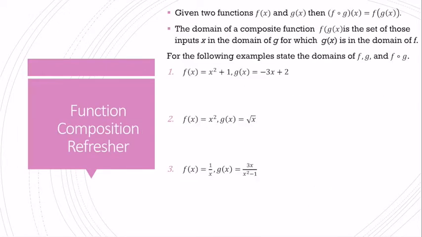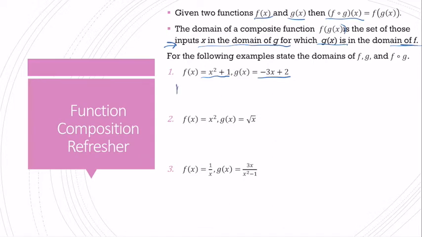What I want us to get really good at is what the domain of our function composition is going to be. So given two functions, f and g, if I compose them, then the domain of my composite function is the set of inputs in the domain of g for which g of x is in the domain of f. So we really depend more on what the domain of g is. So for example, here I have f of x equals x squared plus 1 and g of x equals negative 3x plus 2.